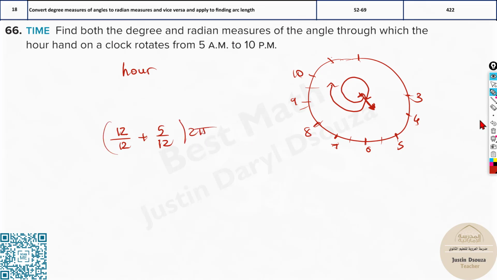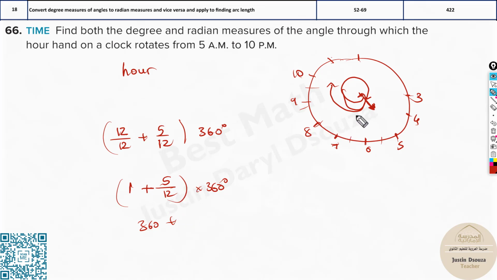Or you can do it in 360, because we have to do degree and radian, and I did the last problem in radians. I'll do it as 360 now. Whatever is rotated must be multiplied by the total degrees of the circle, that is 360. But here, since it's going 2 times, 12 by 12 is done, that is 1 plus 5 by 12, 5 hours. 1, 2, 3, 4, 5. Total is 12. So now this will be multiplied by 360 degrees. Whatever you get over here, it'll be 360 plus whatever is the angle.